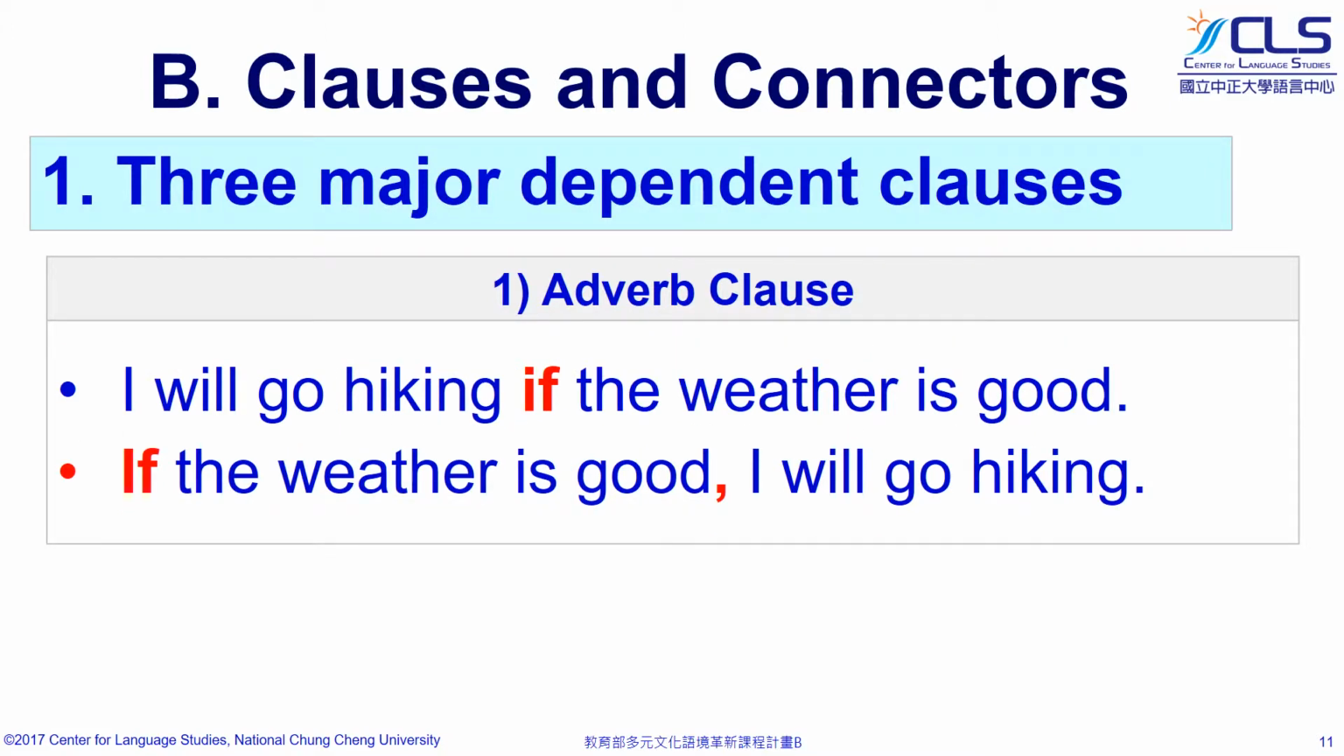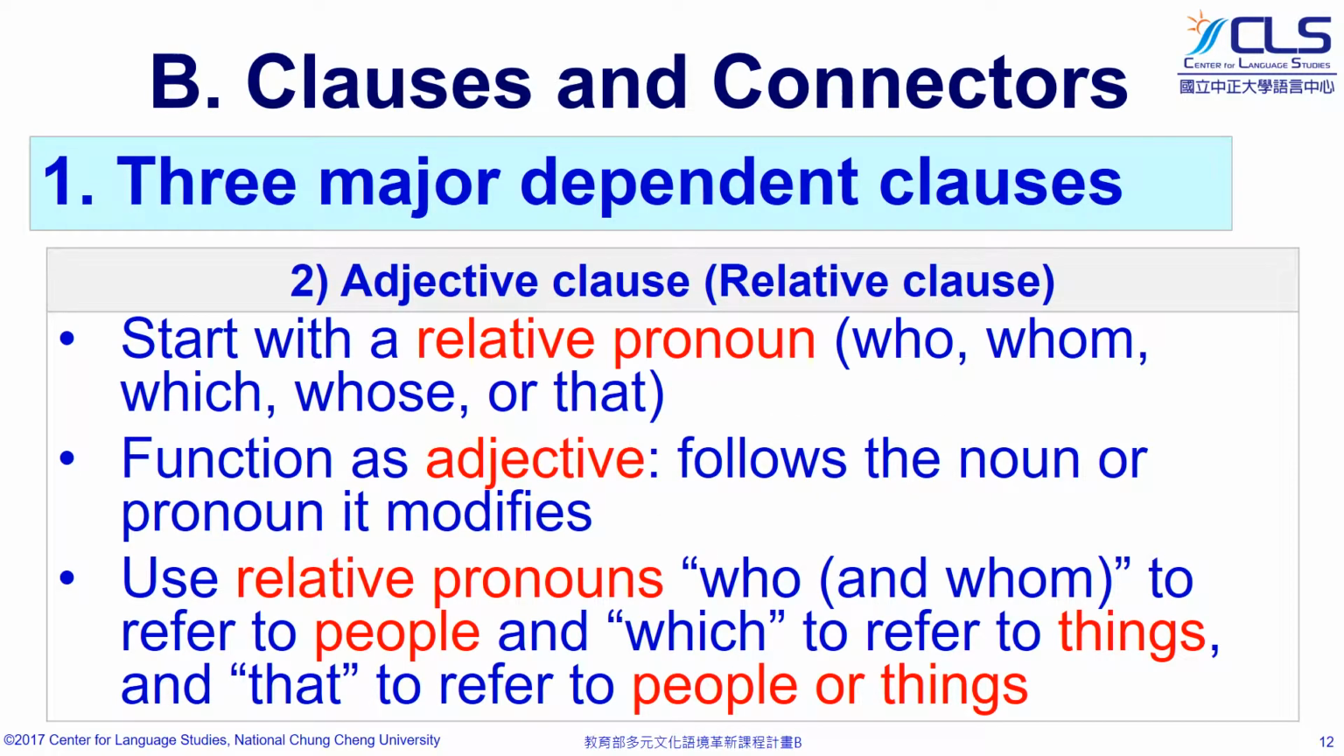As can be seen in the sentences, "if" is used to connect two clauses. When the "if" clause is placed before the independent clause, a comma has to be used. Next is the adjective clause. An adjective clause starts with a relative pronoun like who, whom, which, whose, or that. An adjective clause functions as an adjective and usually follows the noun or pronoun it modifies.